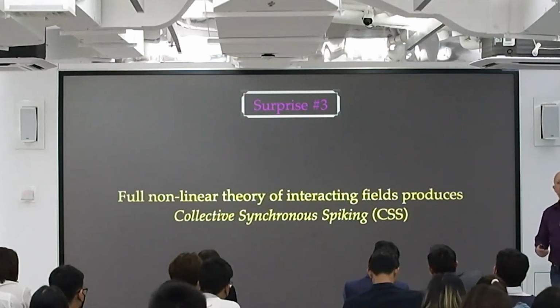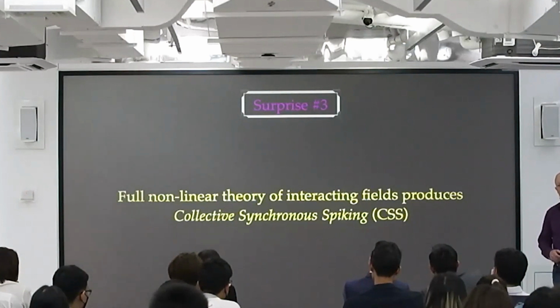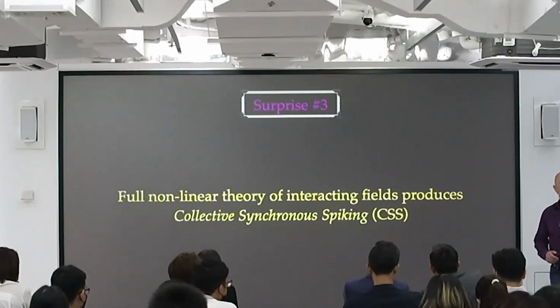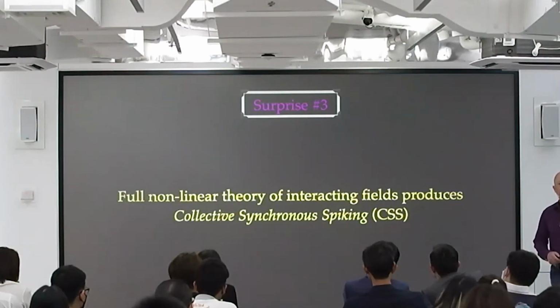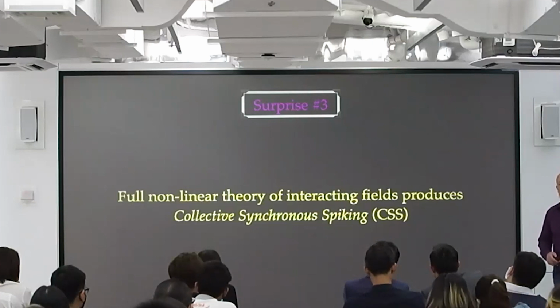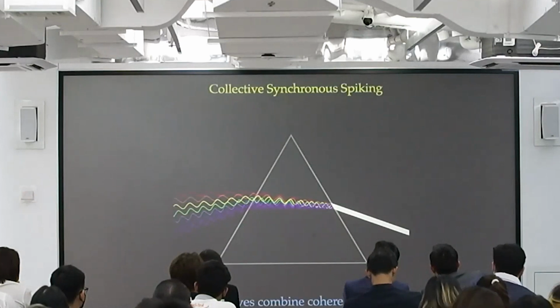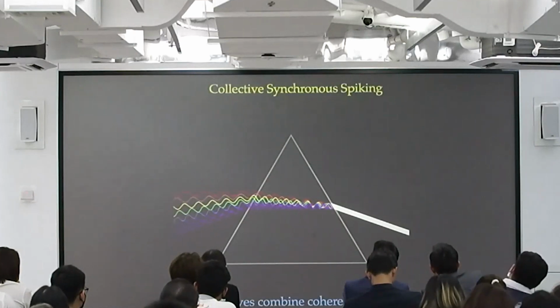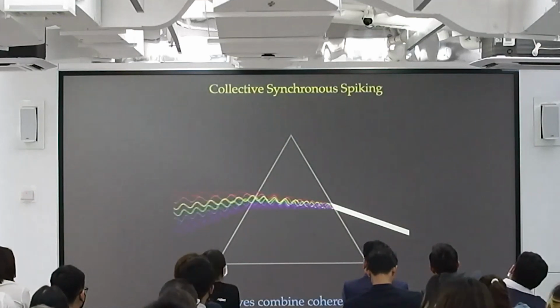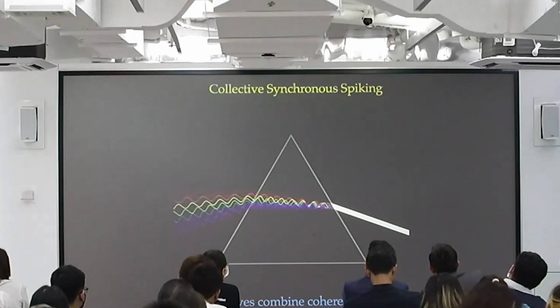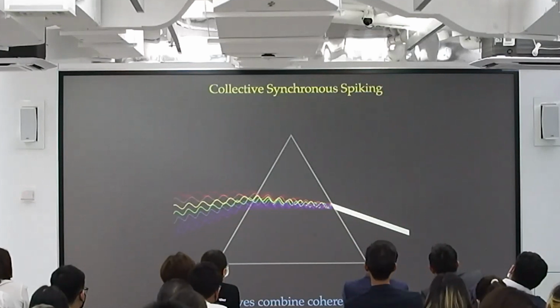So for example, in the extracellular space, you can get spiking. Now, people have measured this. So the epilepsy people measure spiking in the extracellular space. And we call this collective synchronous spiking. And the way I sort of like to think about it is all these waves adding up, sort of the reverse of the other way to think about dispersion.